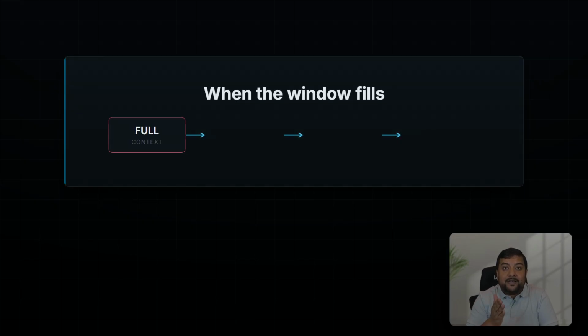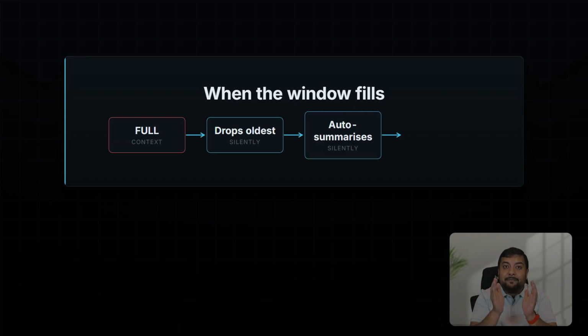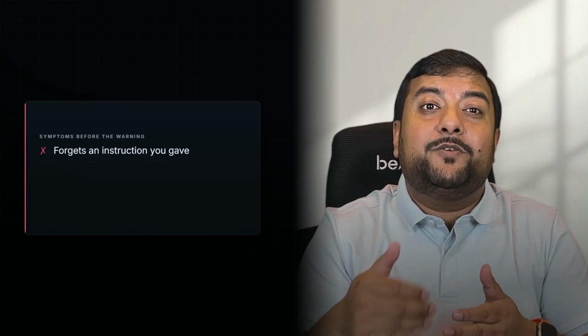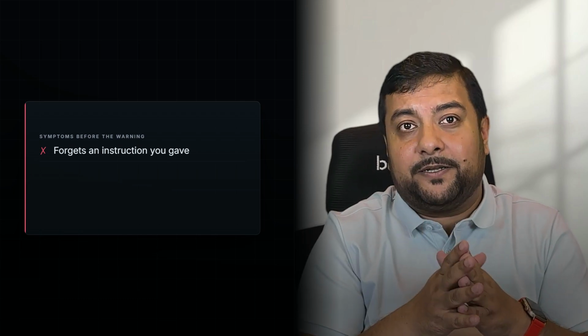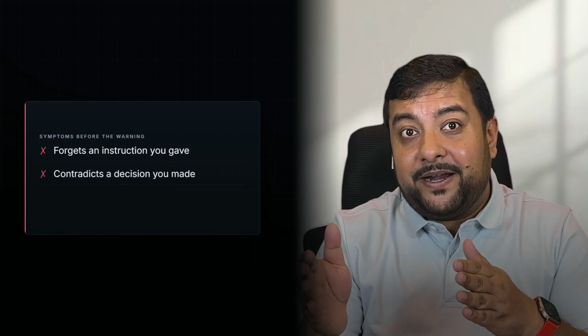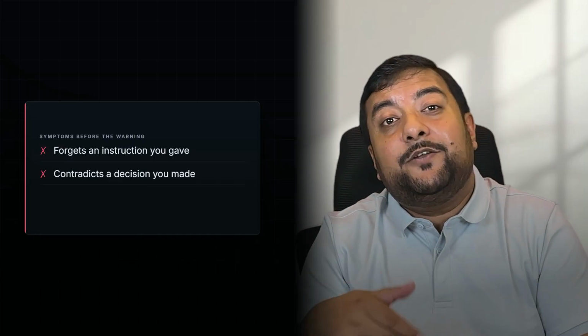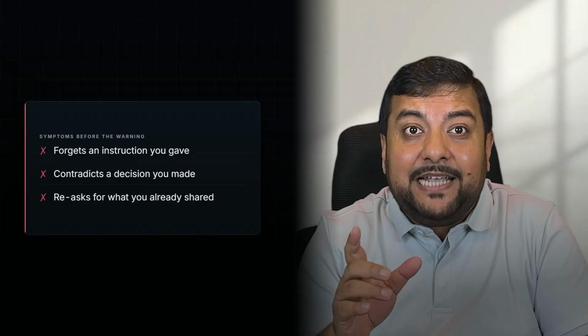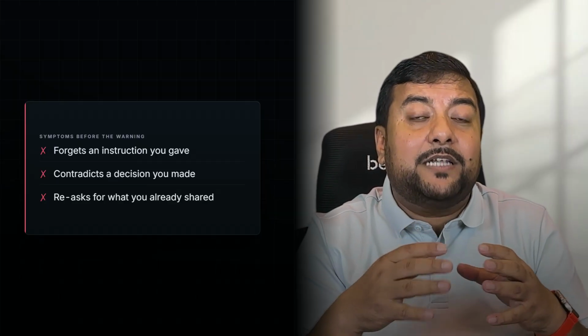Now, what happens when the context window becomes full? That depends on the tool. Some tools may remove the oldest part of the conversation and some may summarize the earlier messages automatically. Some may stop and tell you that the conversation is too long. And sometimes you may notice the problem before receiving the warning. The AI may forget an instruction you gave earlier and keep hallucinating. It may contradict a decision you already made, or it may ask you for information that you already shared. These can be signs that the conversation has become too large or too messy.